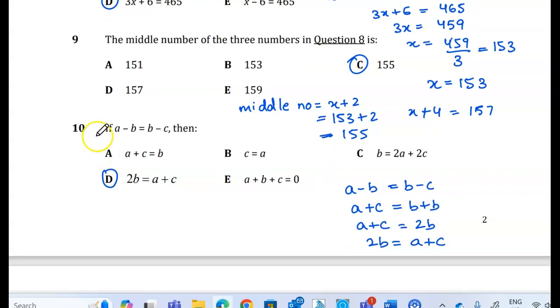Okay, moving on. If a minus b is b minus c, then what happens? So I've just tried solving this. A minus b is b minus c. Bring b's together. A plus c is b plus b. So a plus c is twice b.